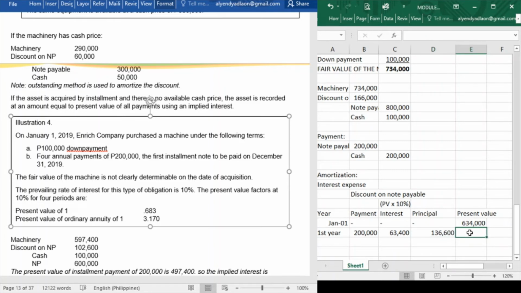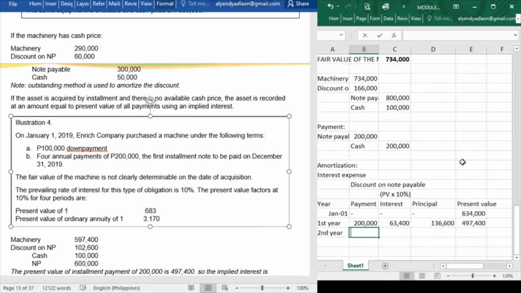So, for the present value balance, we are only to deduct the principal. Okay? 634 minus 136,600. So, we can get 497,400. Now, how about in the second year? That is the same method. For the second year, we will pay 200,000. For the interest, as what I've said, that is the present value multiplied by 10%. Now, in this problem, the remaining present value is 497,400 multiplied by 10%.